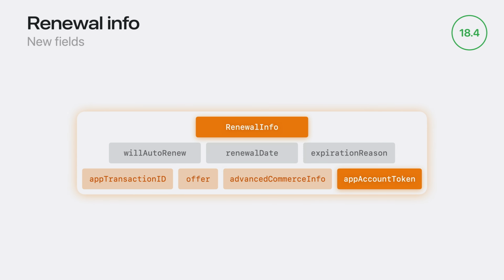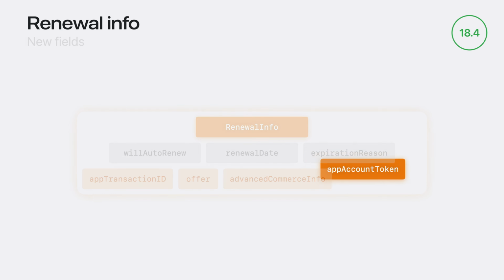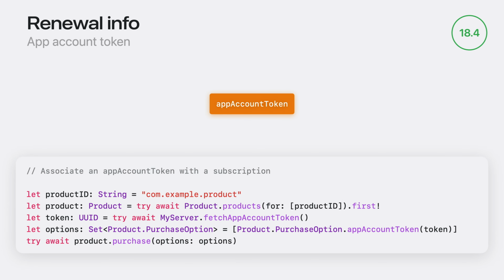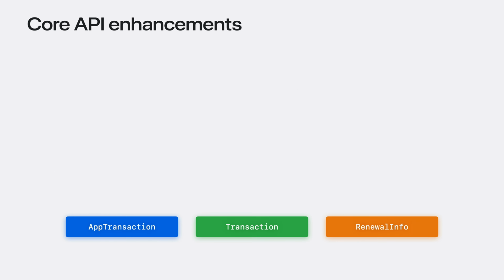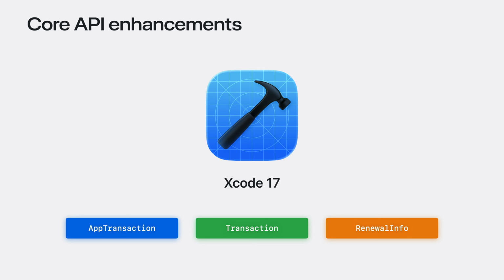We also added the App Account Token field, which associates a subscription with a customer account on your service. You optionally provide an App Account Token at the time of purchase using the App Account Token purchase option. The App Store returns the same value in the new App Account Token field for the renewal info associated with the subscription. To access these new fields, all you need to do is build your app using the latest Xcode. We think these new fields will make developing your app even easier and will help you deliver a better customer experience.